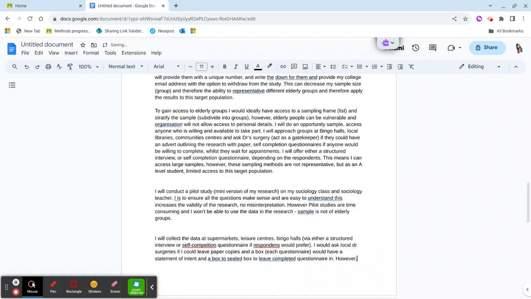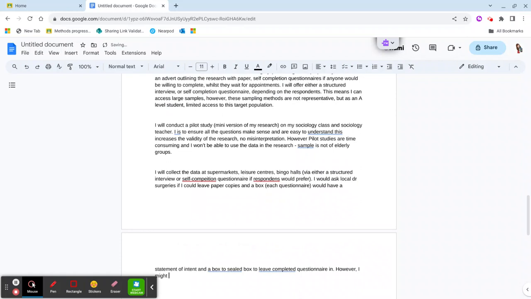However, I might not gain access to doctors' surgeries, and all of these sampling methods have really low response rates and are time consuming, which can decrease both representativeness and generalisability.